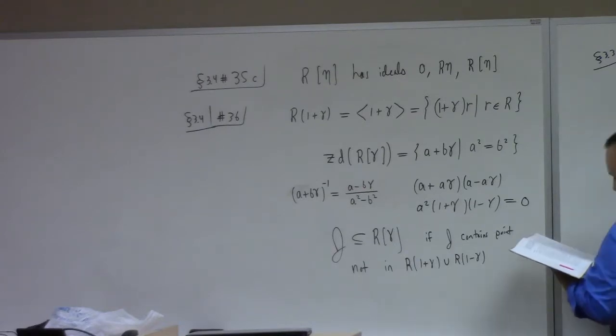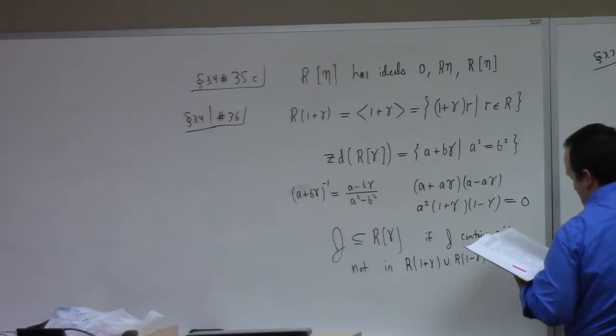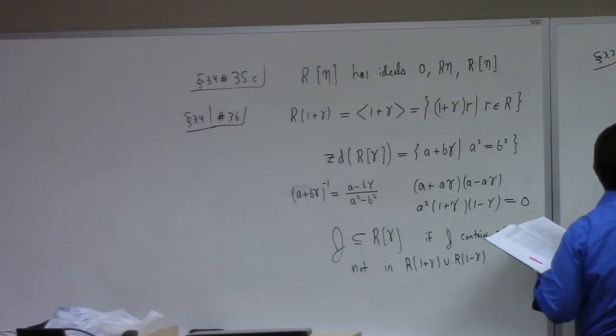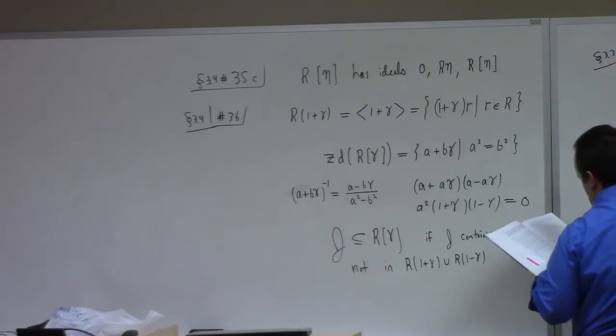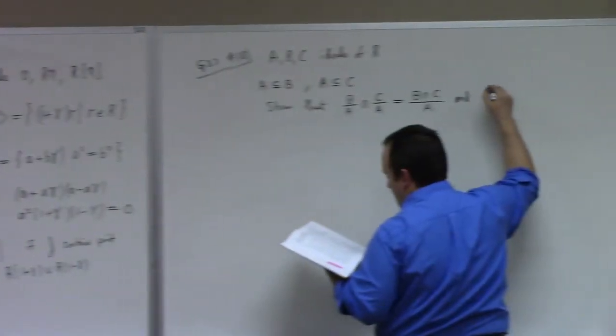Of a ring R, and we have A is a subset of B, and we also have that A is a subset of C. And we're supposed to show that B over A intersect C over A is equal to B intersect C over A. And the same thing for addition instead of intersection.